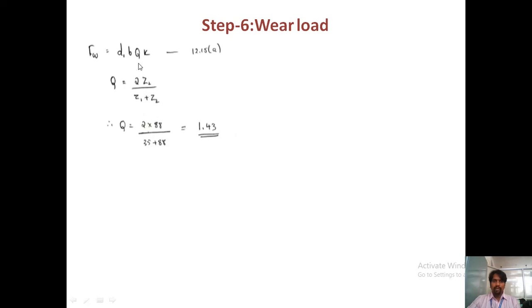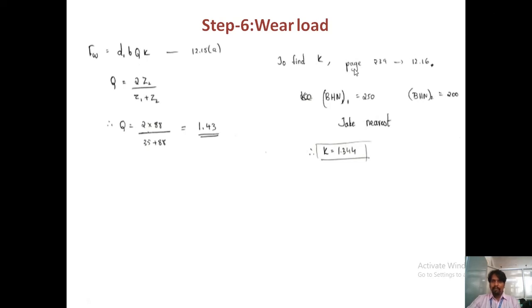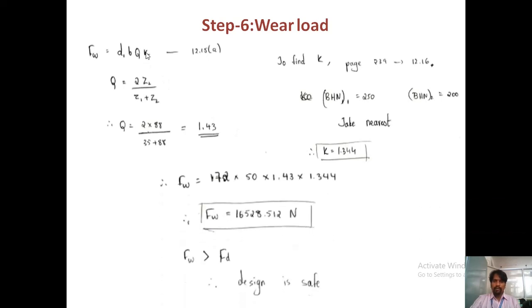So Q is 1.43, D1 is known, B is known, and we need to calculate K. To calculate K, see page number 239, table 12.16. BHN1 is 250 and BHN2 is 200, as given in the problem. Refer to these values in table 12.16 and take the nearest value. For that, K is given as 1.344. Once we know K, we can calculate FW. D1, B, Q and K are known. So FW is around 16528.512 Newton. This value is greater than Fd, so the design is safe.